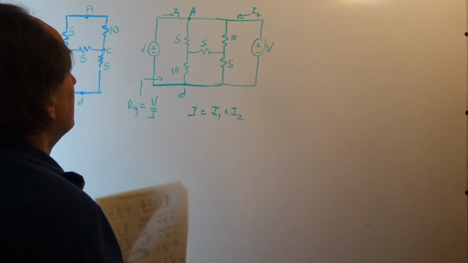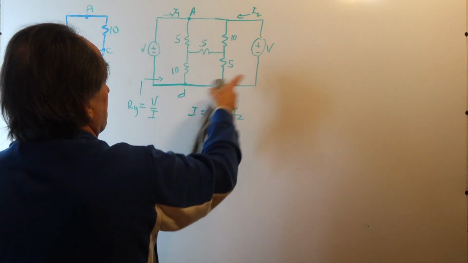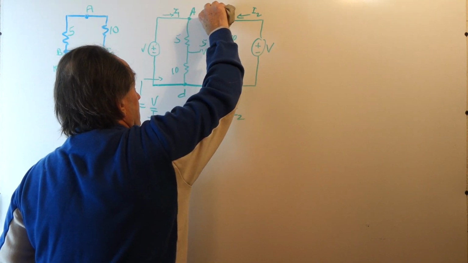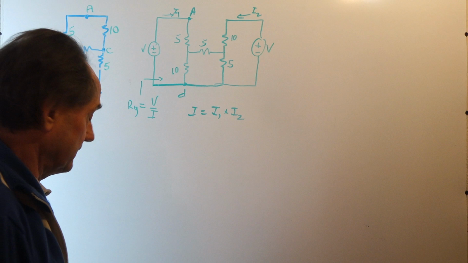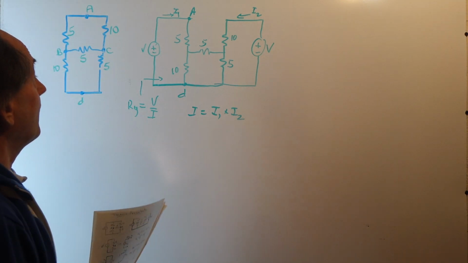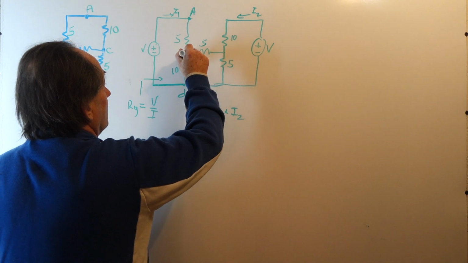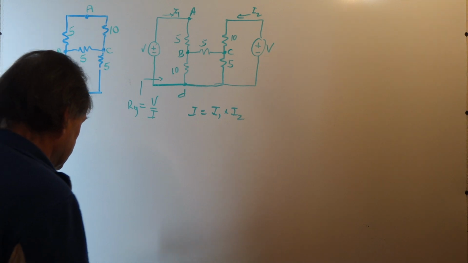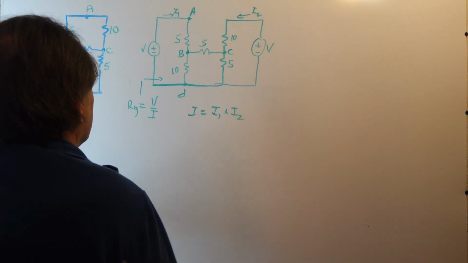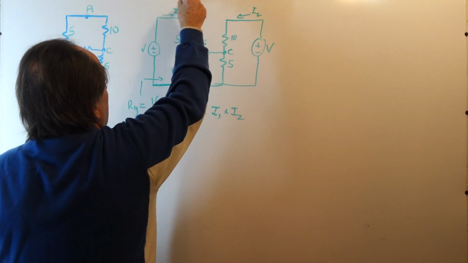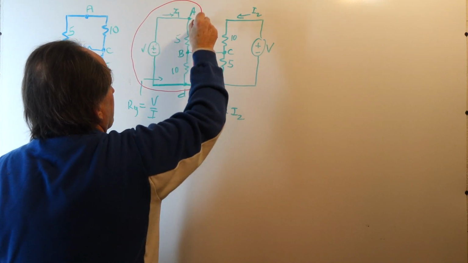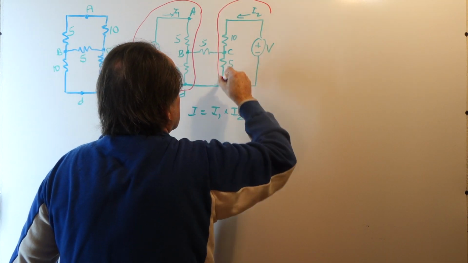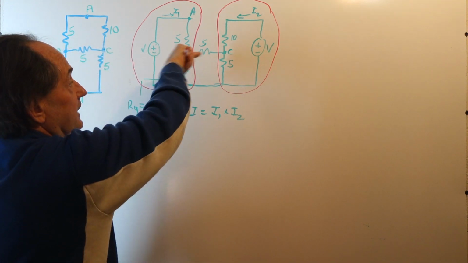Well, what I can do is whenever you have a voltage source connected between the same nodes, I can replace that short circuit with an open. It doesn't change anything. So now I have two networks that I can look at and reduce using Thevenin equivalent. The first thing I'm going to do is replace this section with its Thevenin equivalent, looking into node B, and I'm going to replace this section with a Thevenin equivalent, looking in node C.